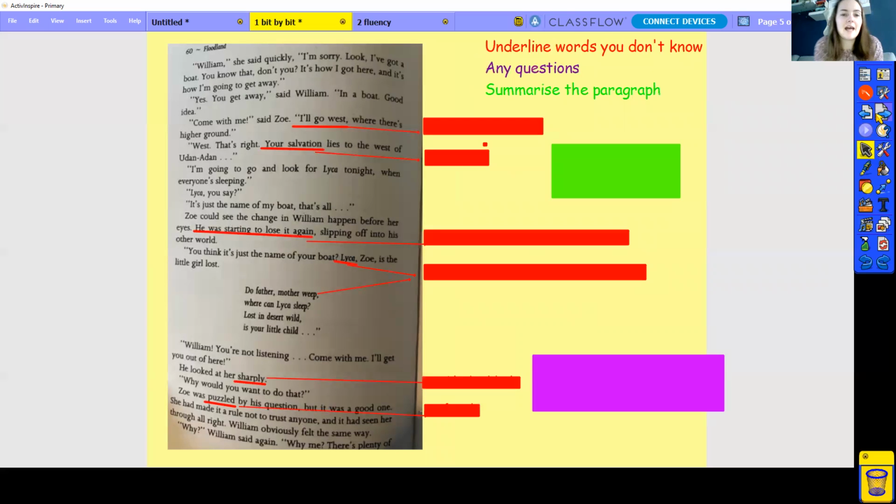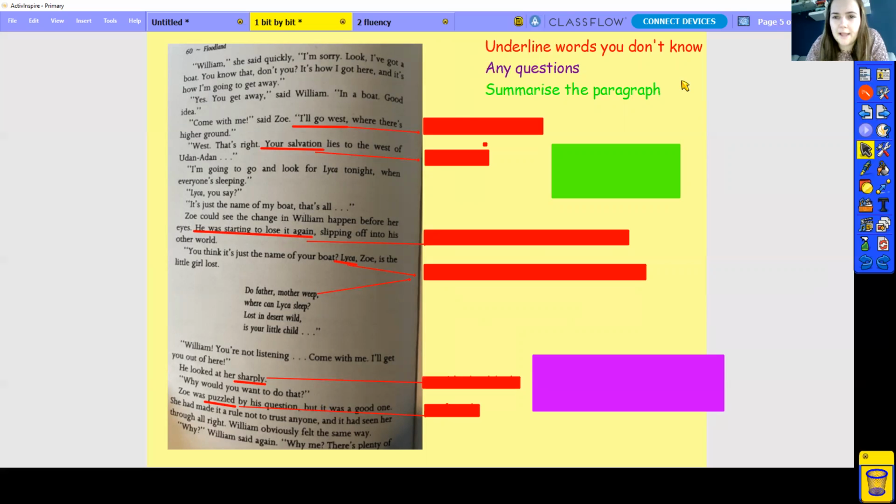Okay, so this is the one I've done, and I've underlined some things I thought maybe we wouldn't know. So William, she said quickly, I'm sorry. Look, I've got a boat. You know that, don't you? It's how I got here, and it's how I'm going to get away. Yes, you get away, said William. In a boat. Good idea. Come with me, said Zoe. I'll go west where there is higher ground.